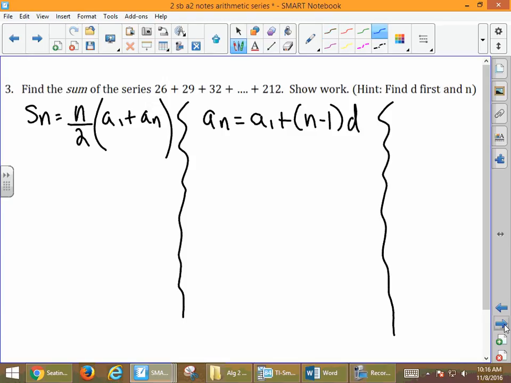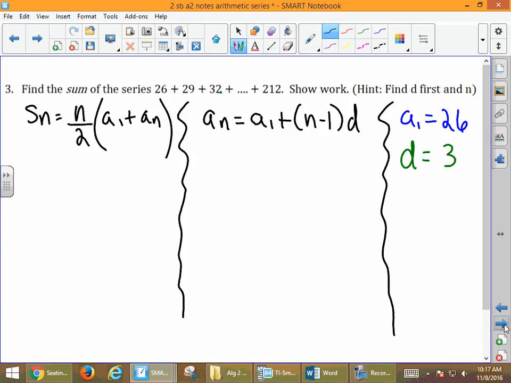Help me out. What's a sub 1 in this problem? The first value. Anybody? Bradley? Oscar, was that you? Nice. 26. There's our first value. We know a couple other pieces of information. Anybody have any idea what else we know? How'd you get d equals 3? 29 minus 26 is 3. 32 minus 29 is 3.